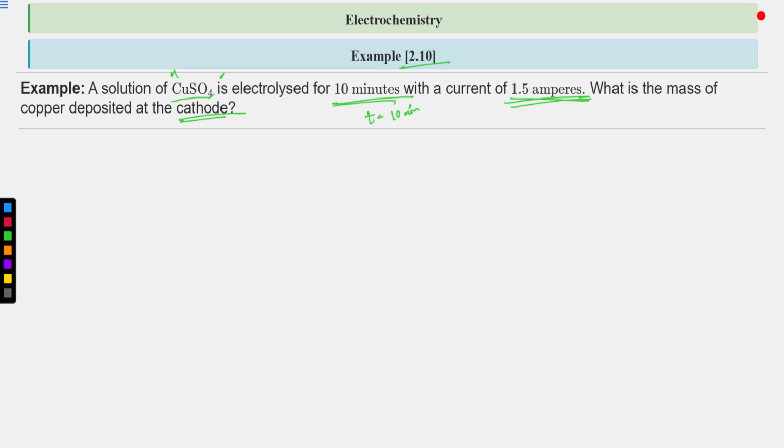So what I was explaining, we can use that to solve this question. Okay, so let's see.